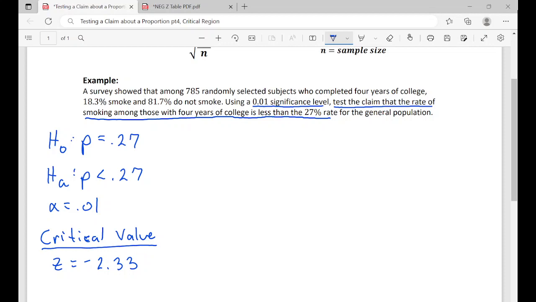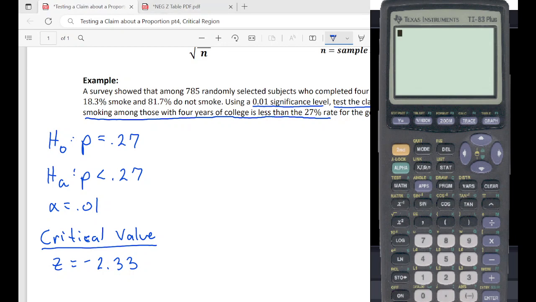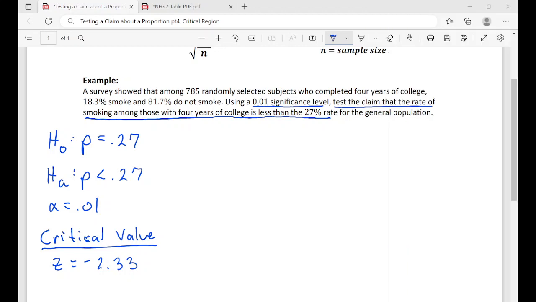We can also use the calculator if we want to find the critical value. All we would have to do is go in and go to second vars, inverse norm, and type in 0.01 for the area, leave everything else alone. And here we get negative 2.33. Because it's left-tailed, we want to stay negative. If it had been right-tailed, we make it positive, but that's not the point of this one. It's a left-tailed test.